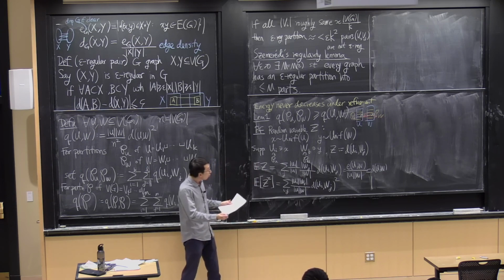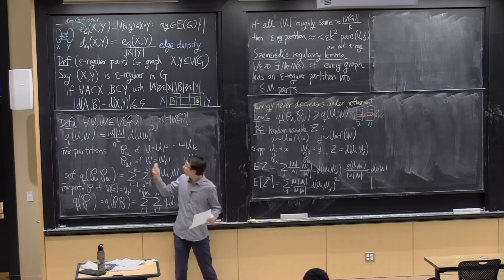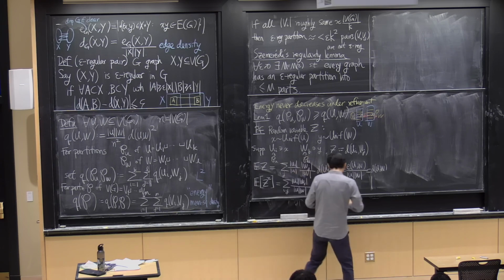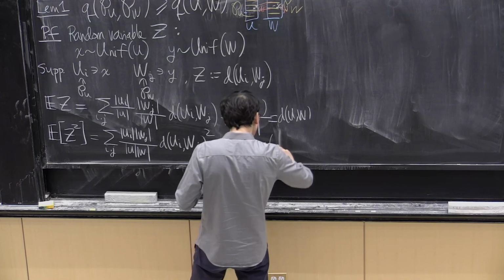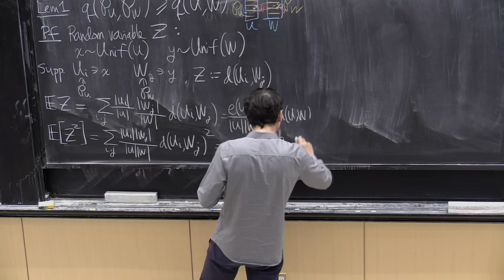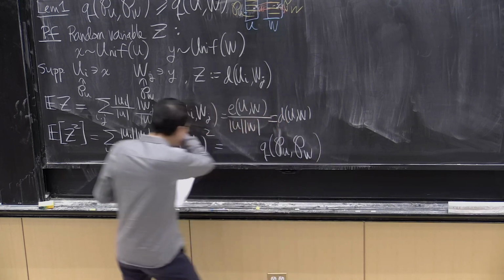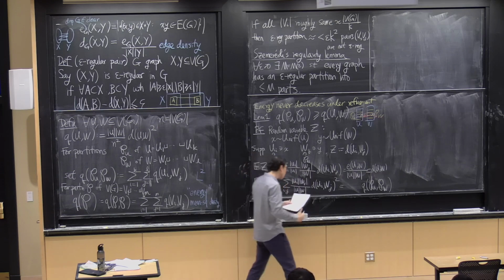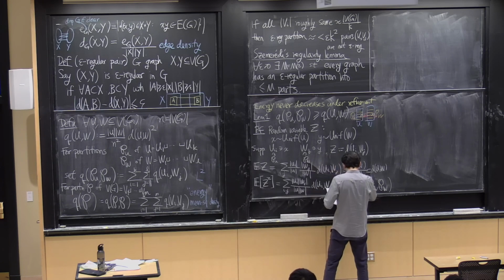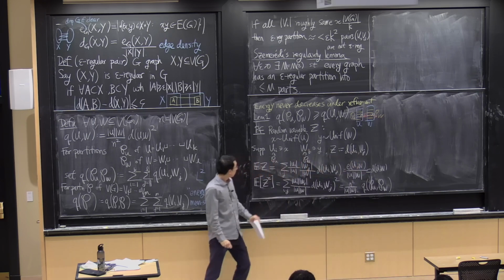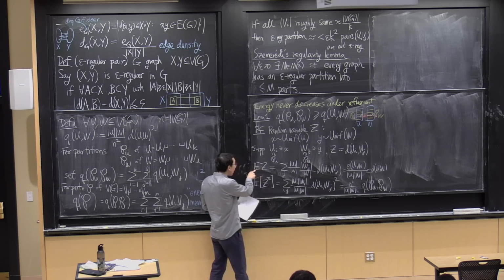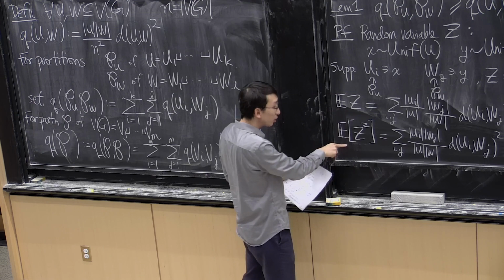And, well, look at how we define energy. This quantity here is basically the energy Q between the partition U and the partition of W, except there's normalization. That's not quite the same as the one we used before, so we'll just put in that normalization. All right. So now you compare the expectation of z versus the expectation of z squared.